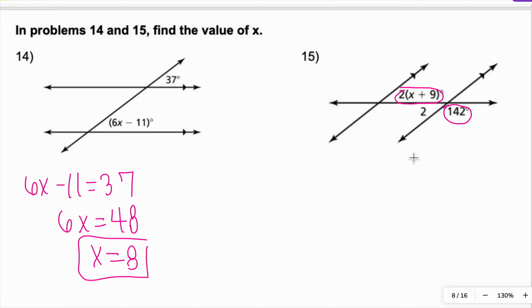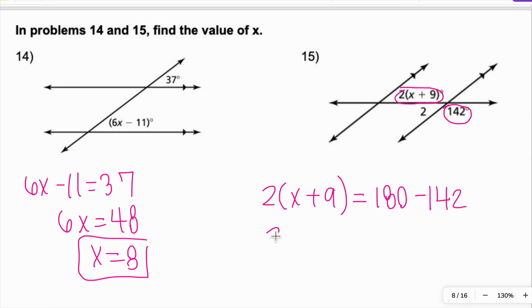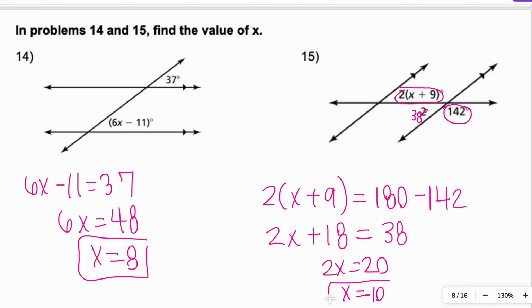And then here for 15, I'm focusing on this angle and trying to figure out what this is, or how it could be equal to that. 2x plus 9 is not equal to 142, but 180 minus 142. So that'd be 2 times x, which is 2x, plus 18 is equal to 38. And then that means this angle right here would be equal to 38. So we're going to subtract 18. We get 2x is equal to 20. So x is equal to 10.